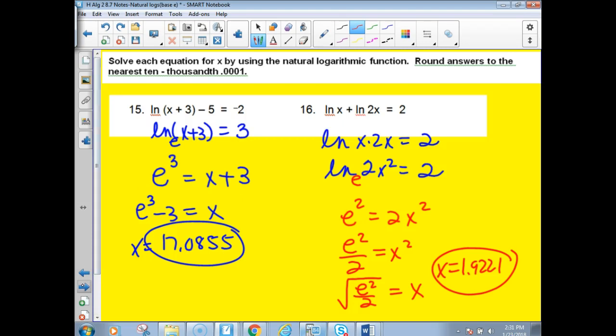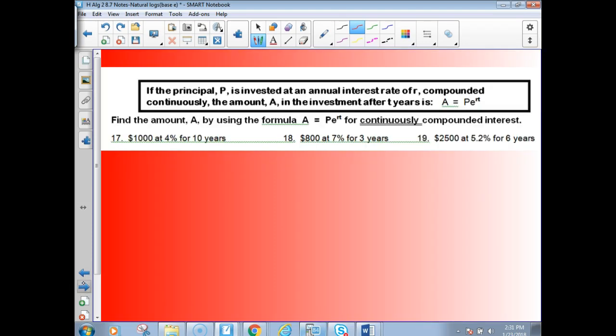And one more. Or no, is that the last one? That was the last one of those, except for now revisiting the PERT formula. The amount in the account is the principal times e to the rate times time exponent. So find the amount using the PERT formula for continuous compounding of interest.